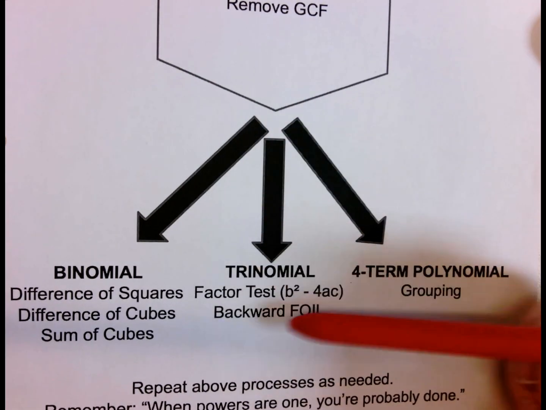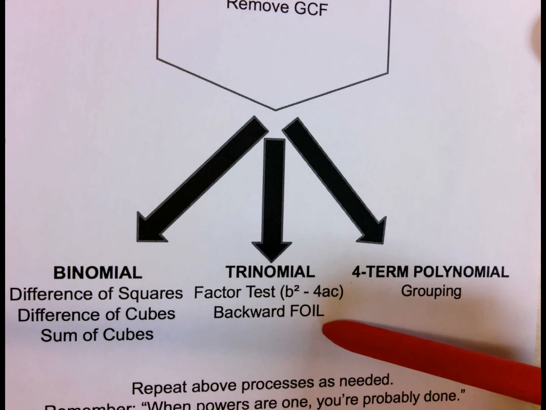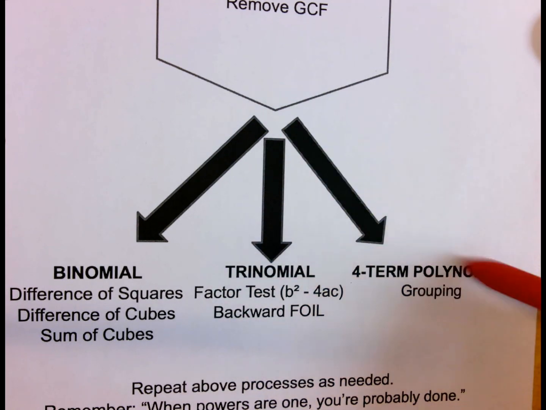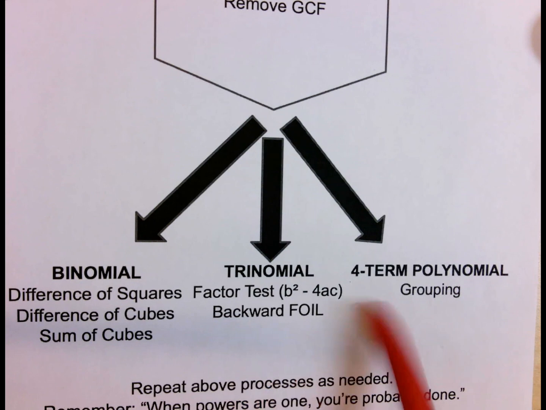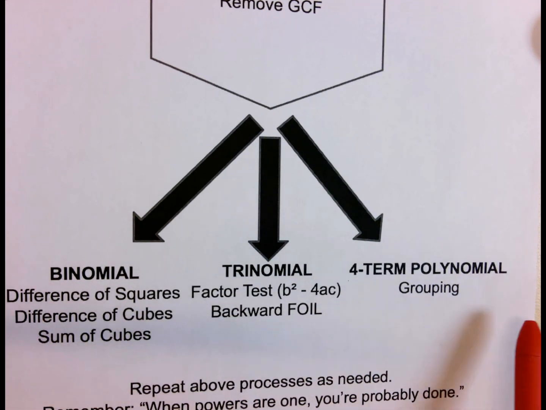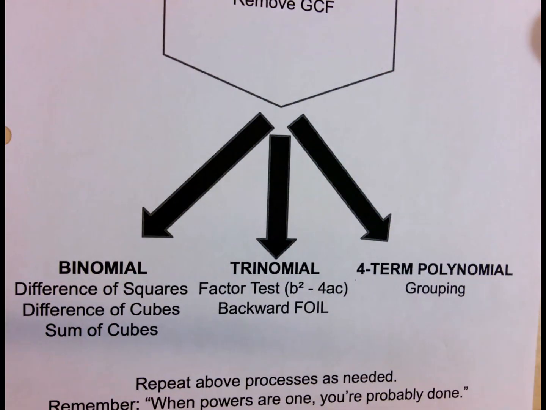If you're left with a trinomial, you'll do a factor test to find out if it can be factored, and then you'll use the backwards FOIL method. And if it's a four-term polynomial, we'll use grouping, which is actually a part of the backwards FOIL method, so you'll have already learned that. So we'll work our way through these over the next couple of weeks so that you have all the tools that you need in your belt to be able to factor a polynomial.